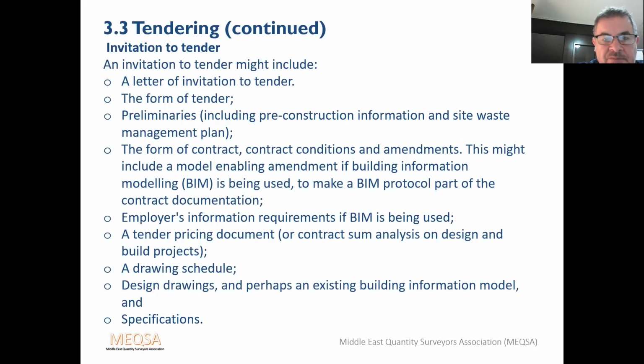This might include a model enabling amendment if the building information model, the BIM, is being used, to make a BIM protocol part of the contract documentation. Employers' information requirements if BIM is used. A tender pricing document, or contract sum analysis on design and build projects. So usually that's a bill of quantities. A drawing schedule, and the design drawings, perhaps an existing building information model, and the specification.